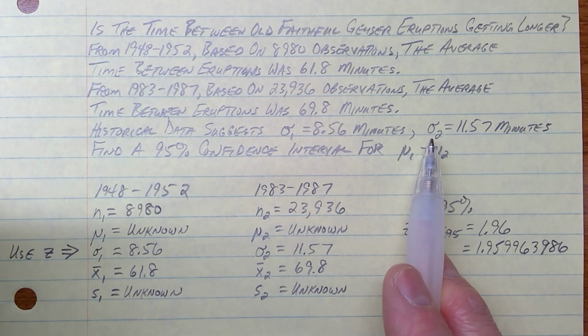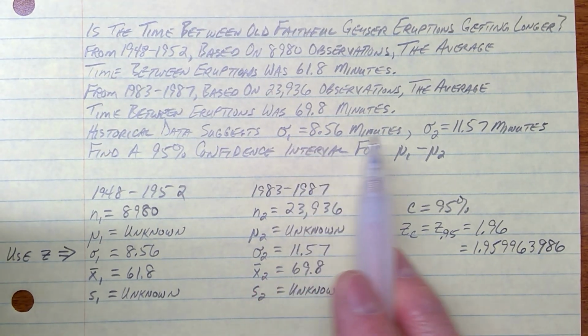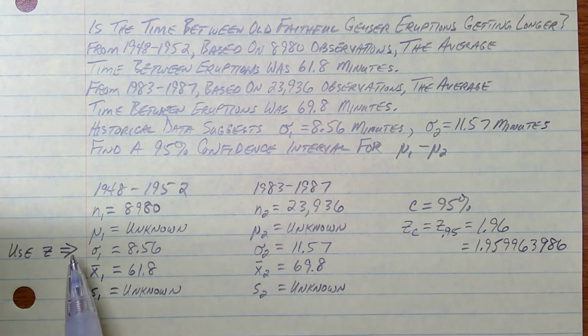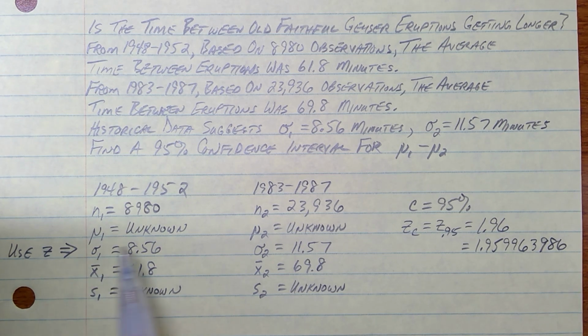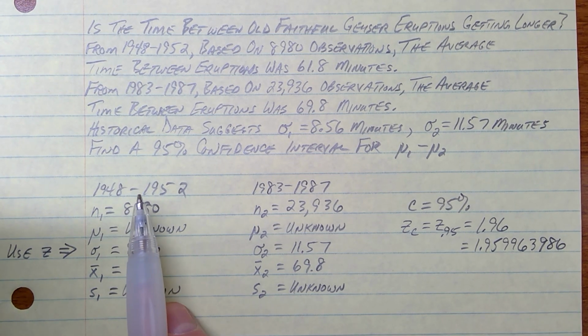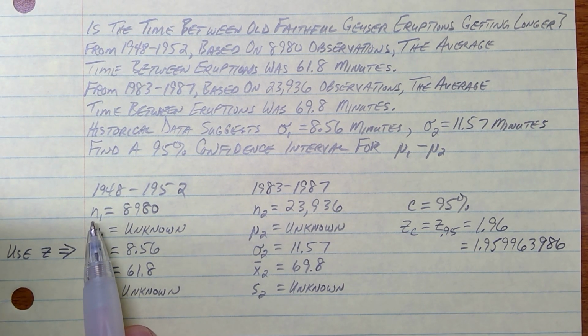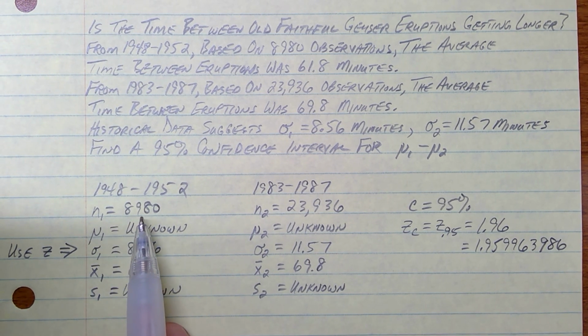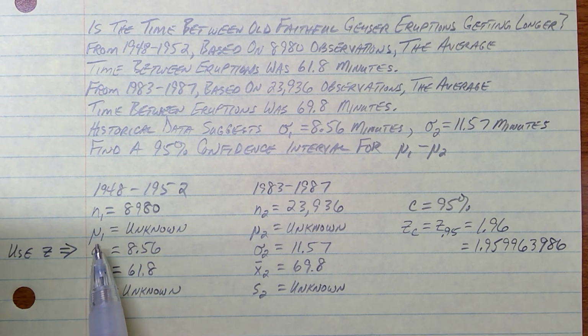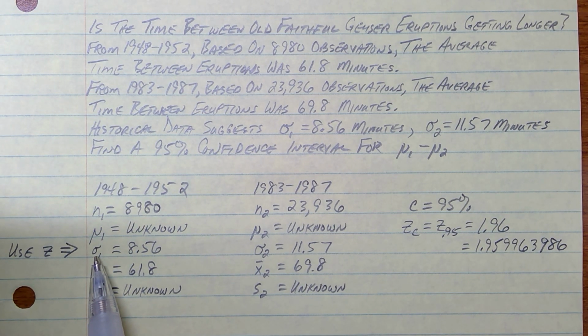These are population standard deviations. If you know these, that tells you to use the z-score in your calculations. So I'm going to organize my information. This is group 1, this is group 2. How many, n, were in group 1? We had 8,980 observations. Here's my population data, my population average, population mean, same thing, and population standard deviation.